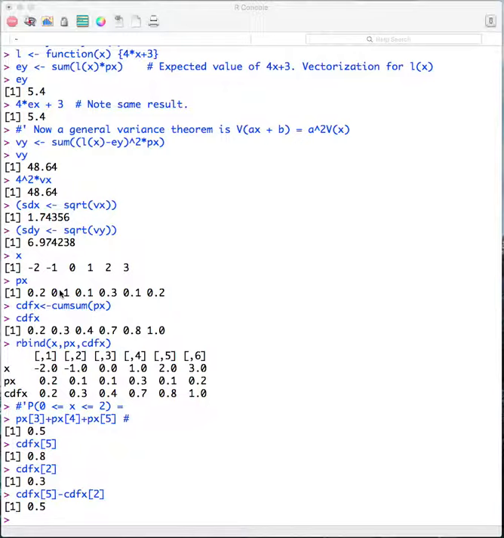This may not seem too useful here, but what if instead of 6 values, you had 600 values? And you wanted to find, for instance, the probability that X is between 100 and 173. In this case, this cumulative distribution function is very, very useful. And we're going to work with these in all of the built-in R distributions.